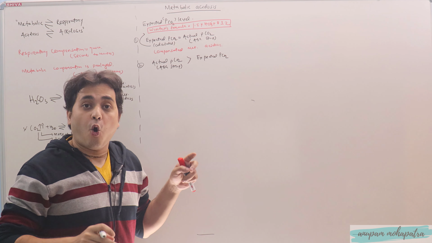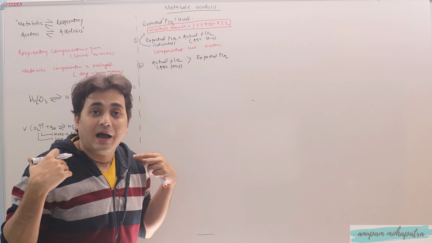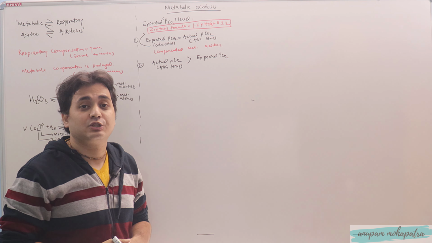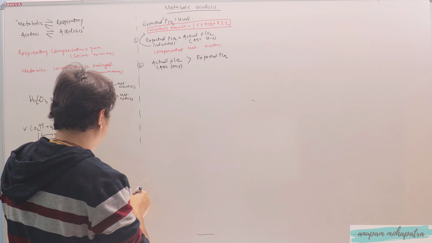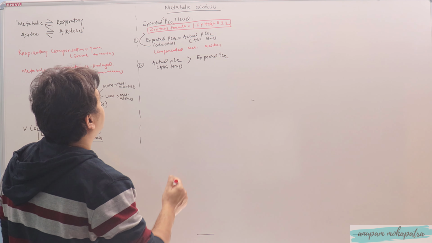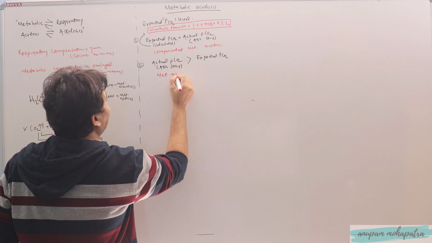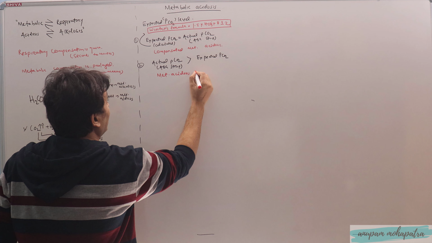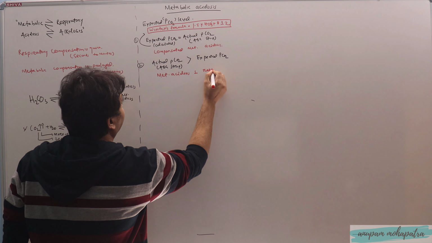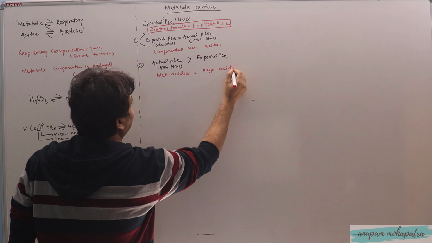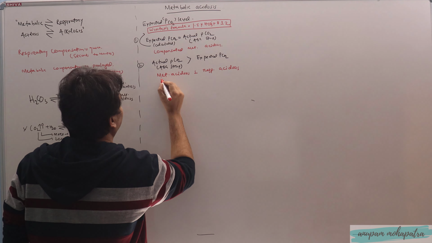The respiratory system is not able to hyperventilate and get rid of the extra CO2. So there is an additional respiratory acidosis. So this will be called metabolic acidosis with respiratory acidosis, the diagnosis, right?